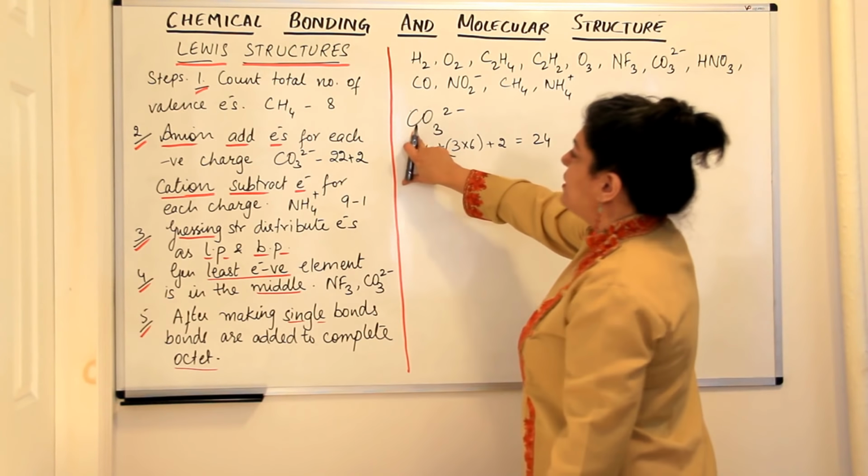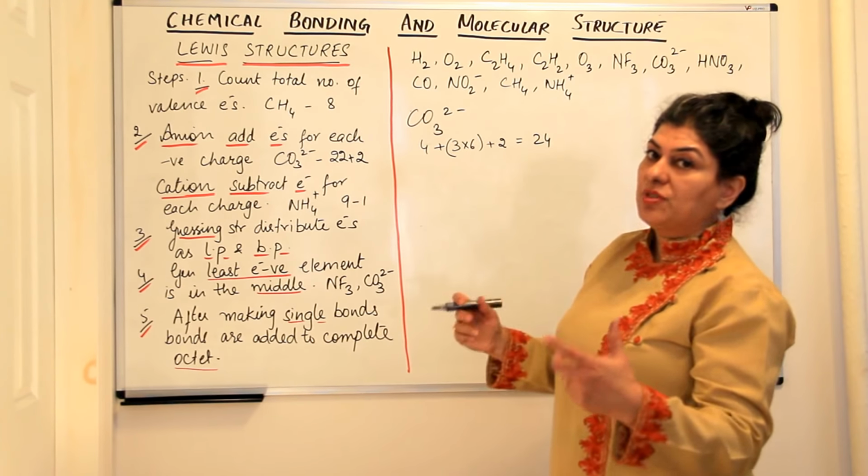Now out of these, carbon is more electropositive, so that becomes the central atom. So I put carbon here, and I write the 3 oxygens on all the 3 sides, 1, 2, and 3. Since it is an ion, I put the entire structure inside a bracket, and I put the charge as negative. So now I have 24 electrons, and I have to adjust them here. First of all, we put a pair of electrons between oxygen and carbon, between oxygen and carbon, between oxygen and carbon, to make the single bonds, to make the atoms bonded to the central atom.